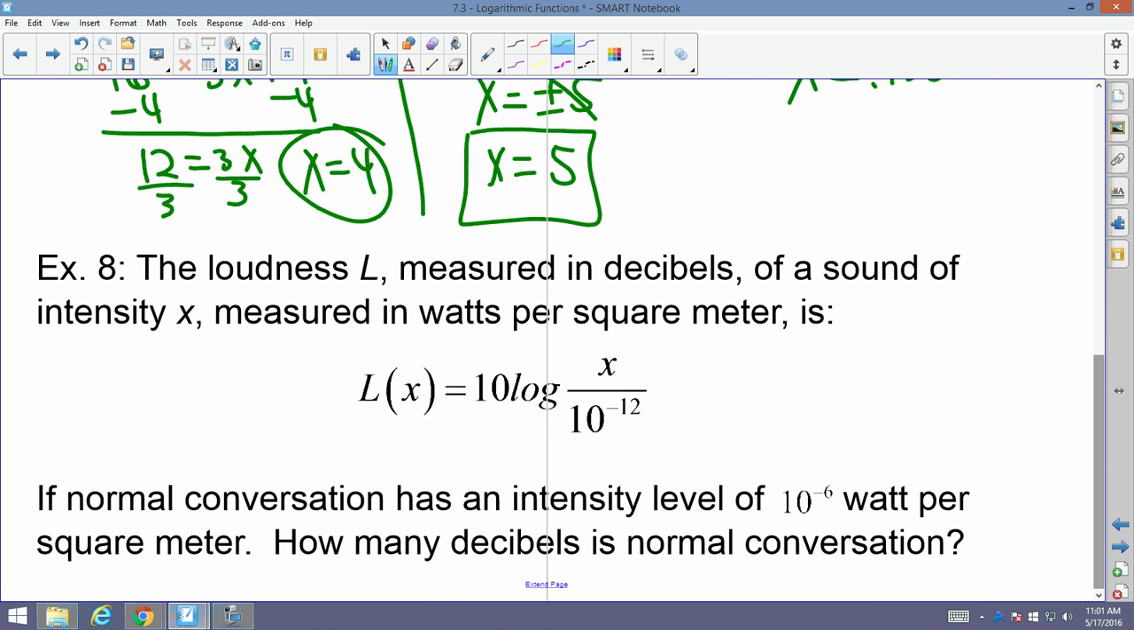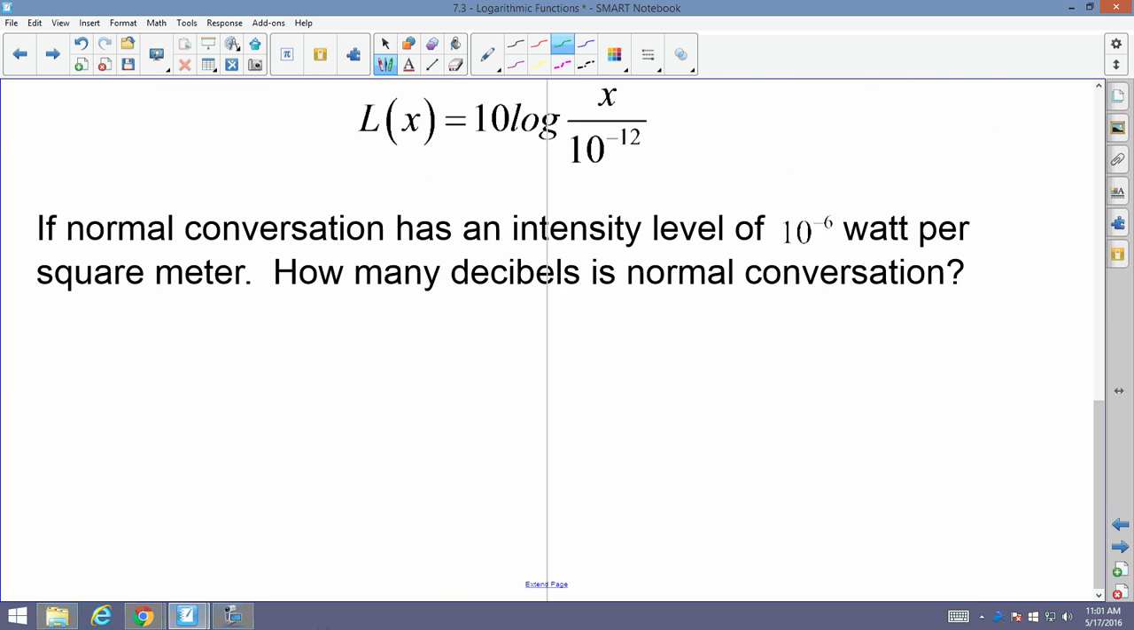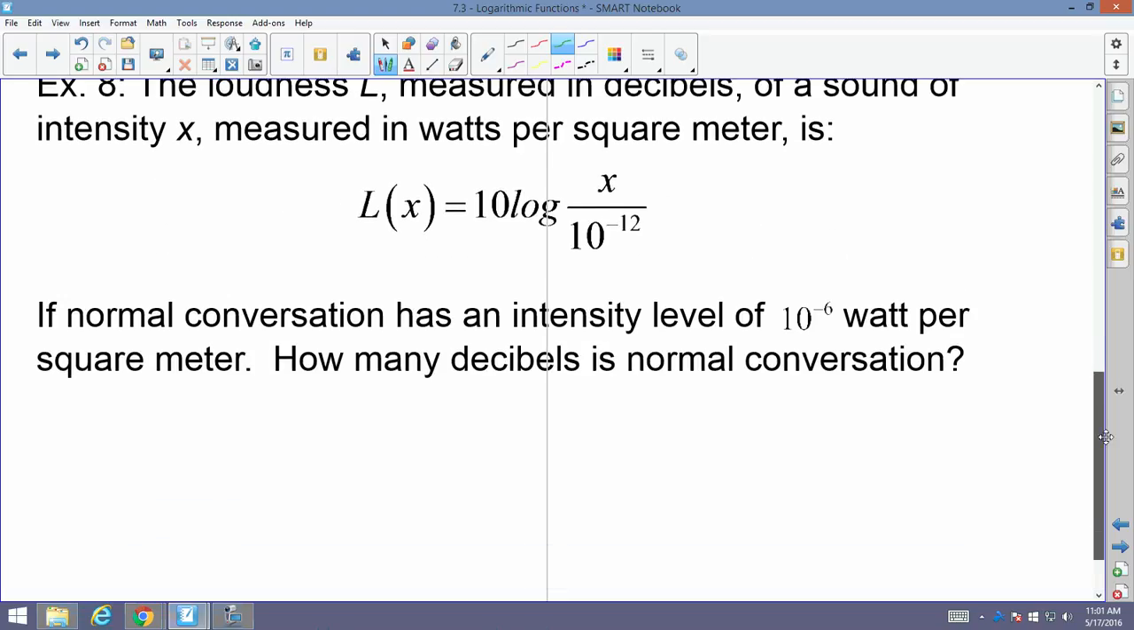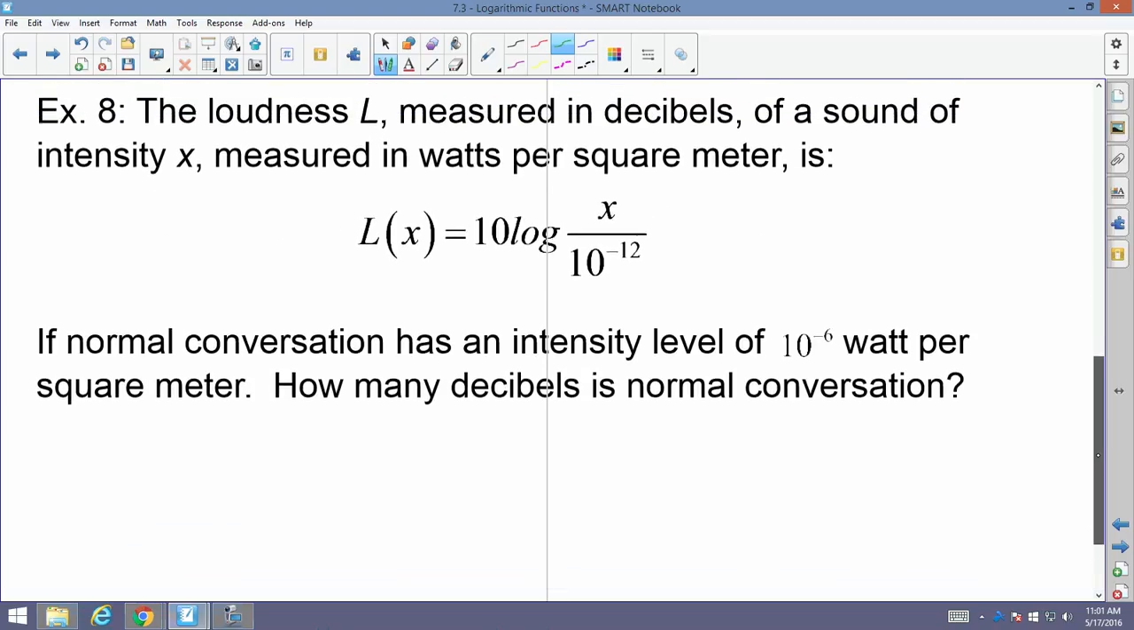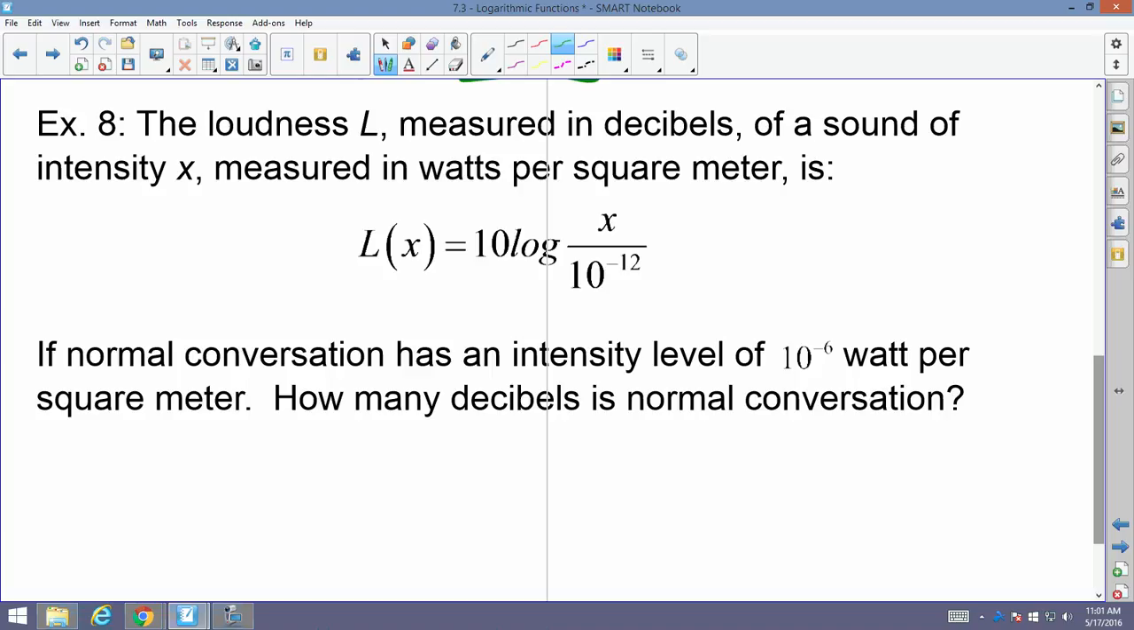Last but not least, the loudness measured in decibels of a sound intensity x measured in watts per square meter is L of x equals 10 log of x over 10 to the negative 12. If normal conversation has an intensity level of 10 to the negative 6 watts per square meter, how many decibels is a normal conversation? Well, sound intensity is x.